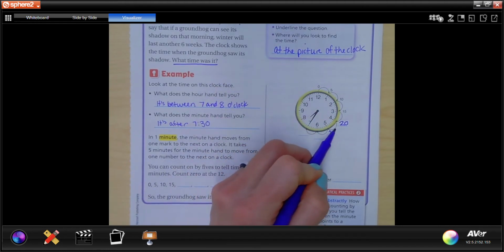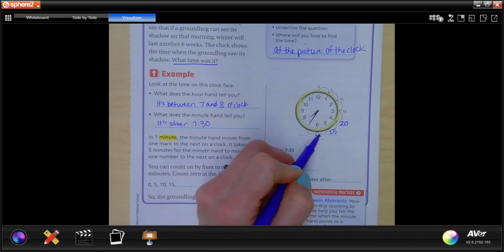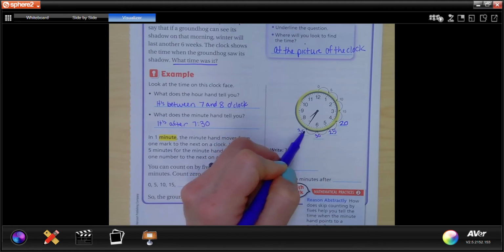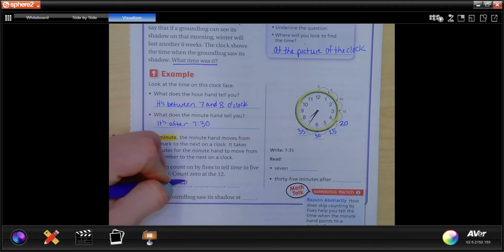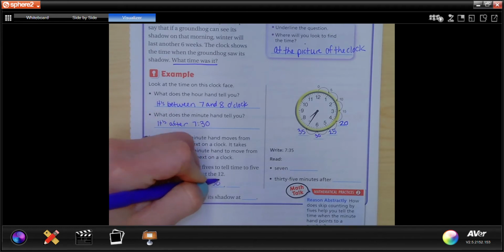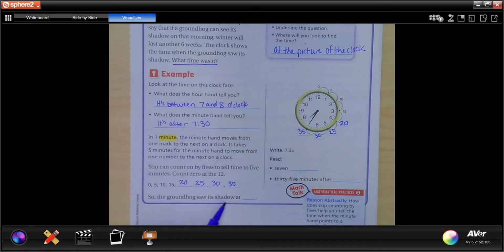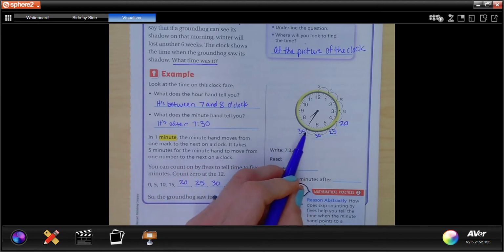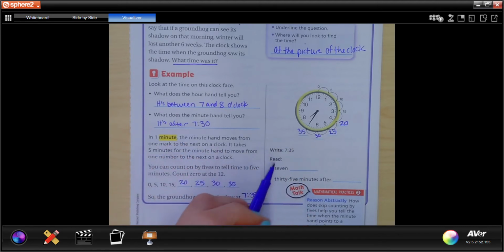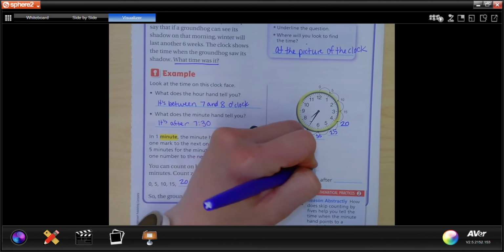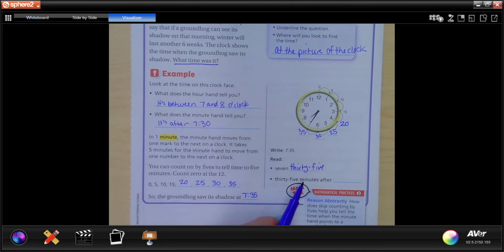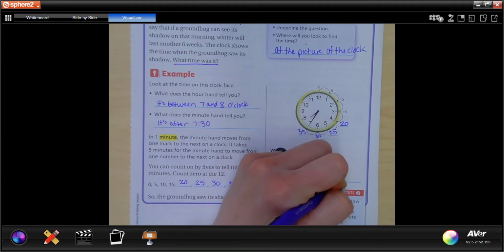25, 30, 35. So the groundhog saw its shadow at 7:35. It's written like this, and you can read it 7:35 or 35 minutes after 7.